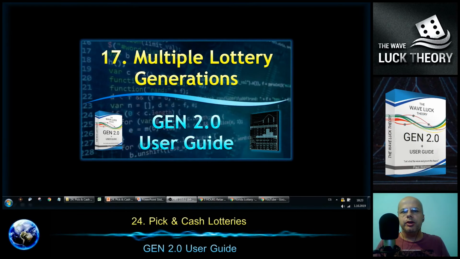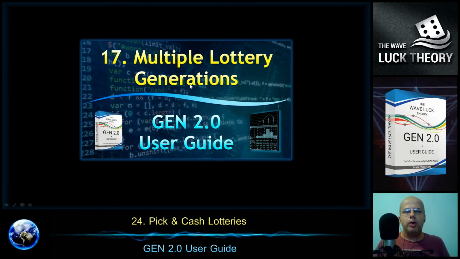I already created video tutorial number 17 where I've shown how to run genes and more genes at once. Actually, I ran there 10 genes at once, and also I've shown there how to run the gene for pick and cash lotteries. But today I would like to make a separate and single video tutorial only for these pick and cash lotteries. And let me describe how it looks.